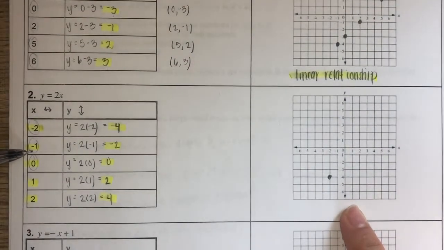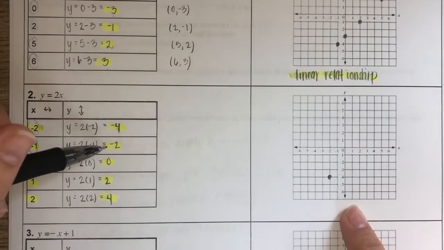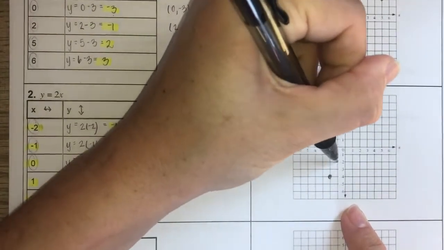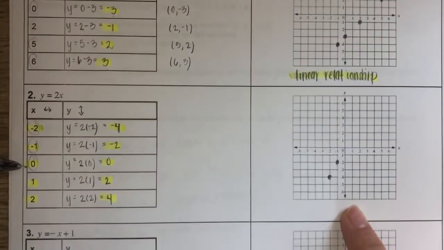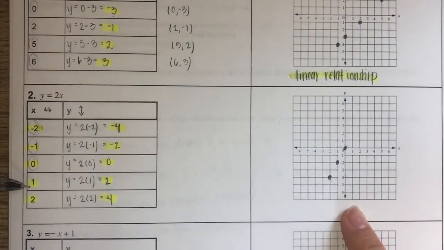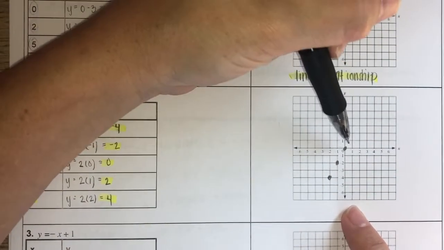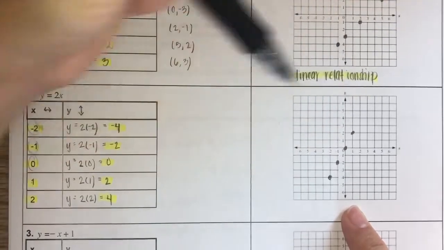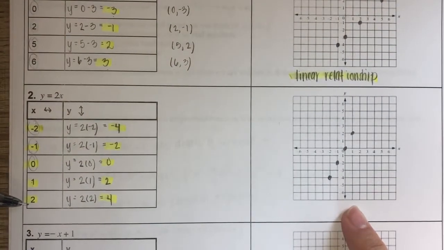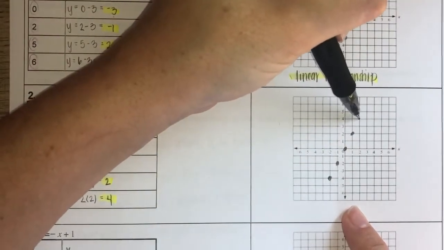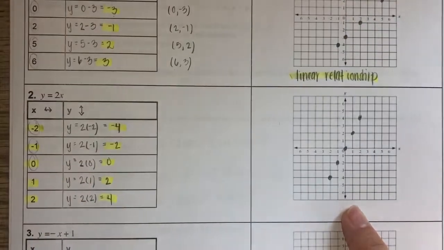And then for (-1, -2), I'm going left 1, down 2. For (0, 0), that's right on the origin. For (1, 2), I'm now going right 1 since it's positive, and up 2 since that's also positive. And then for (2, 4), I'm going right 2, up 4, because they're both positive, so they're both going in the positive direction.